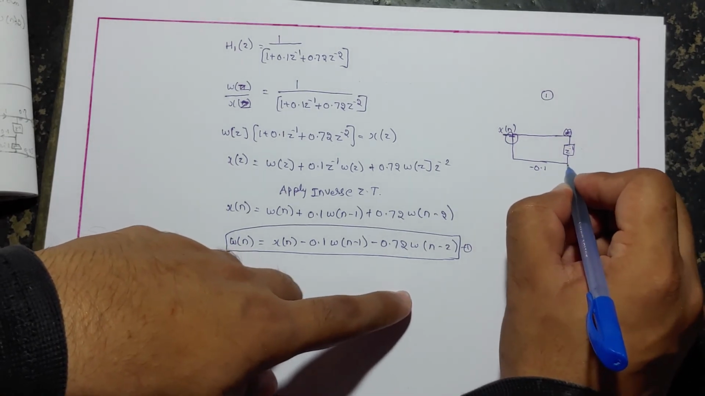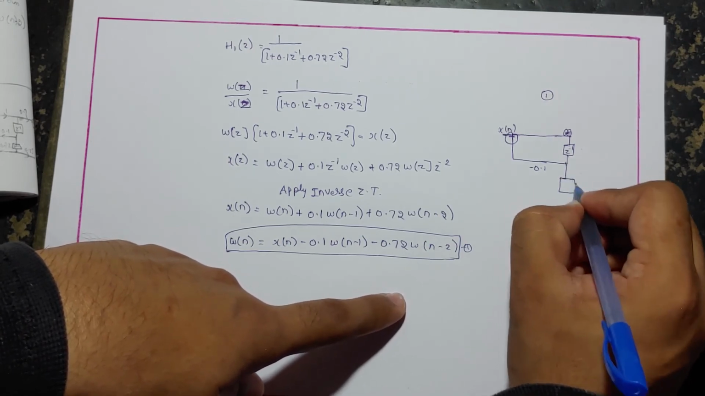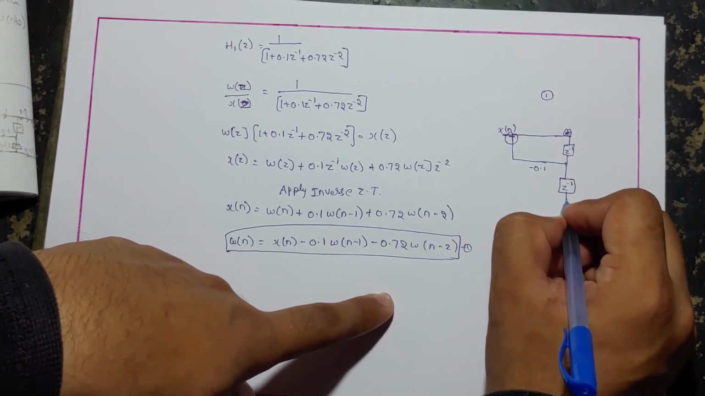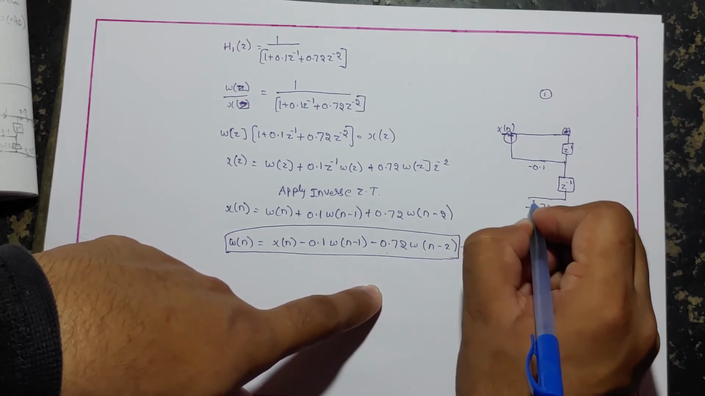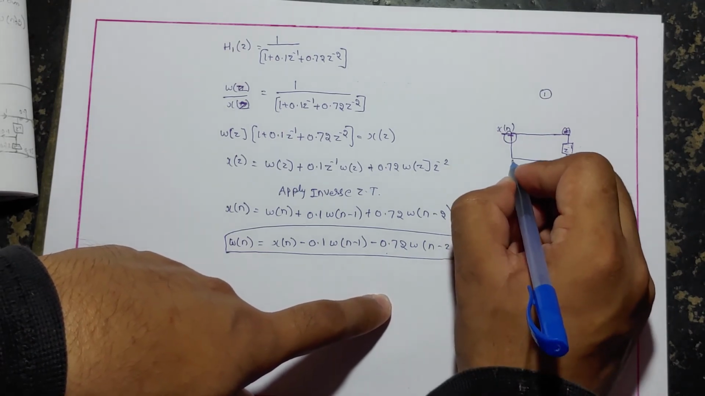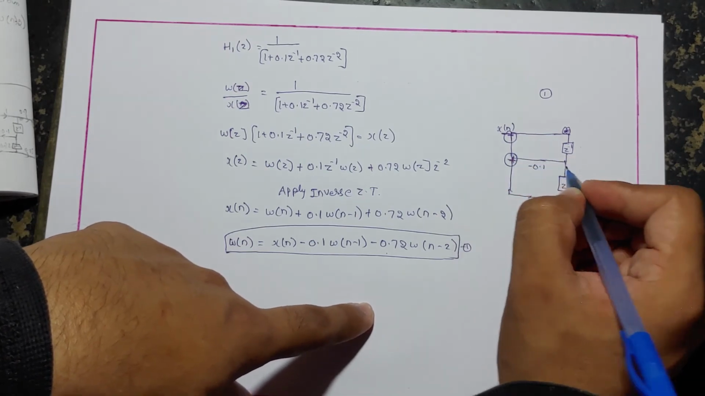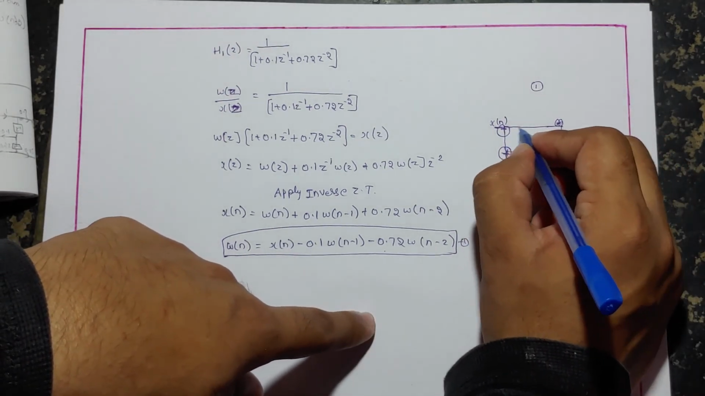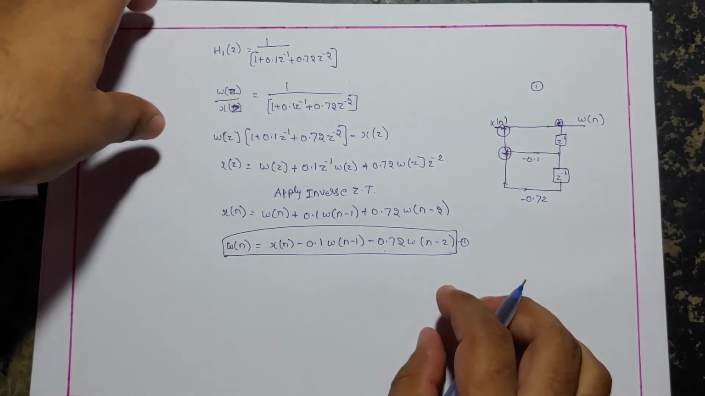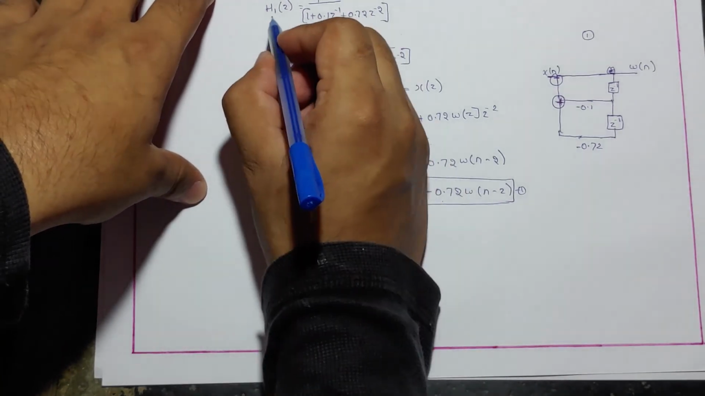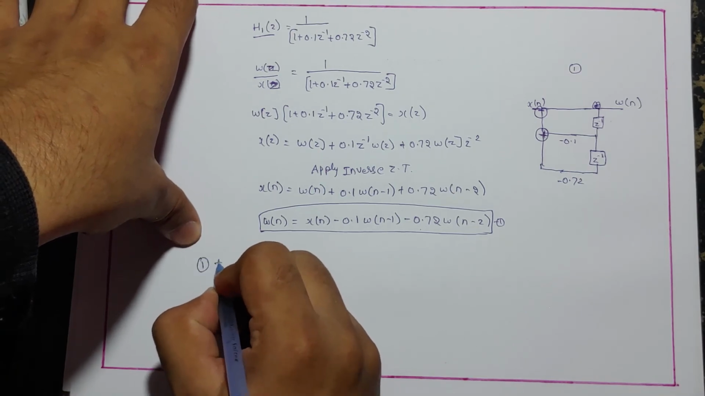Now, the output of the one delay element is delayed by another element, that is z power minus 1, and its output is multiplied by minus 0.72, and this output is added to the previous output with an adder, which gives W of n, as this is the first system, H1 of Z. Here it is mentioned. Now let us combine equation 1 and equation 2.